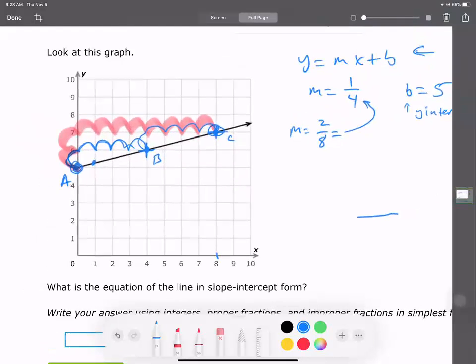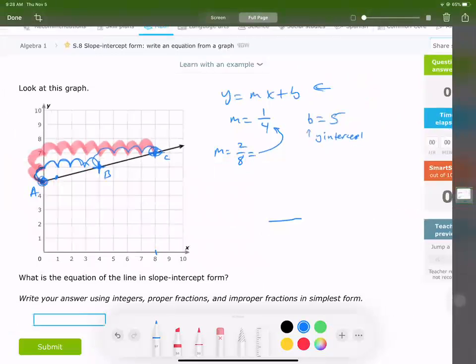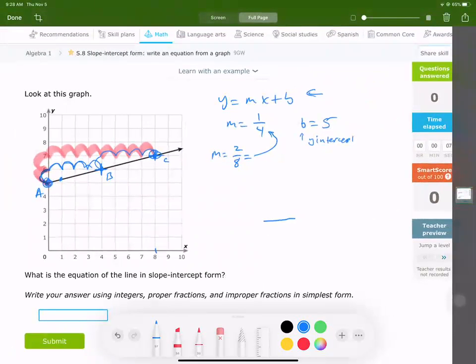So now that you have this, they asked us to reduce to the simplest form. So y is equal to mx plus b. M is 1/4, x plus b, which is 5. So if I wasn't talking, you could probably do this problem in like 30 seconds, as long as you're counting, right?